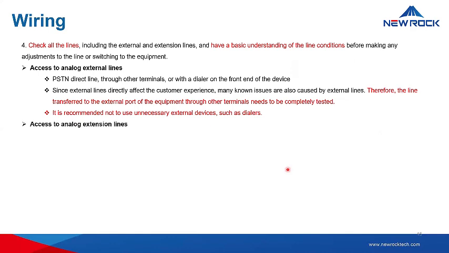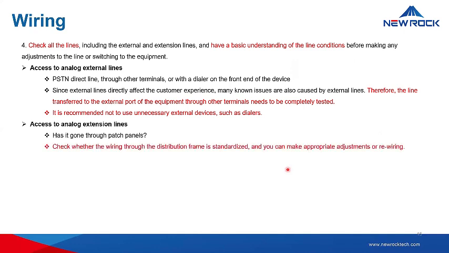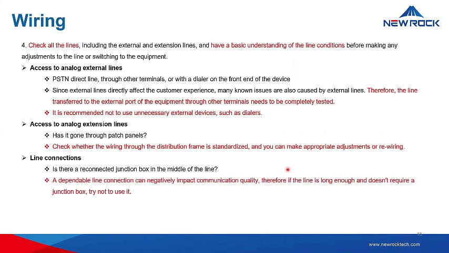Access to analog extension lines. If you're using patch panels or simply using a shielded pair on your own, you need to check whether the wiring to the distribution frame is standardized, so you can make appropriate adjustments or rewiring. Then for the line connections, make sure that there is no reconnected junction box in the middle of the line. As much as possible, try not to use it.